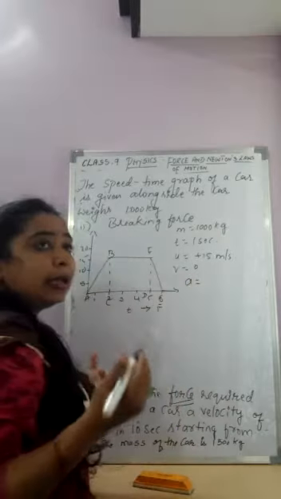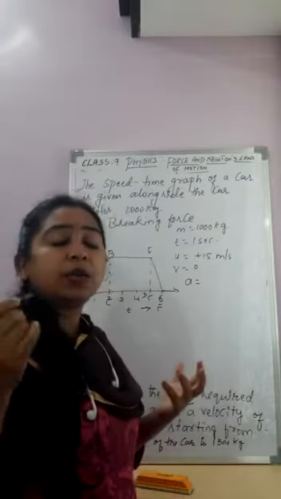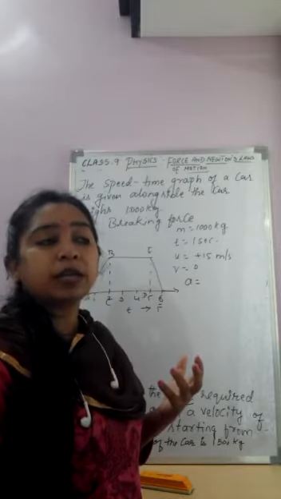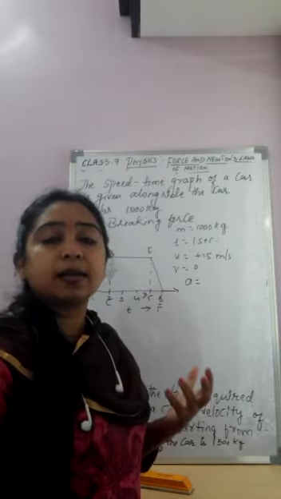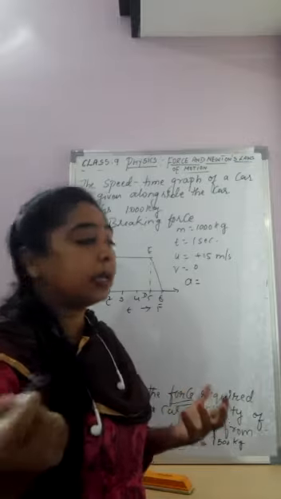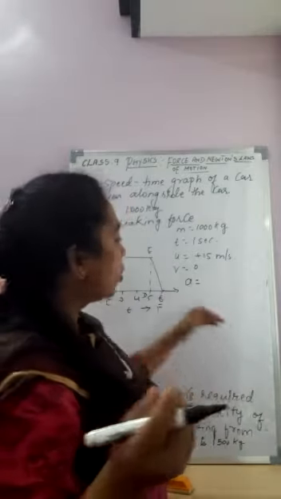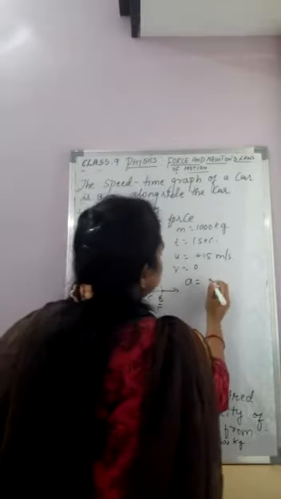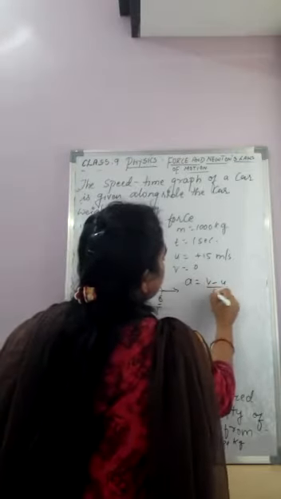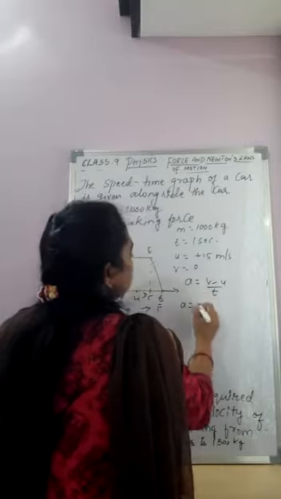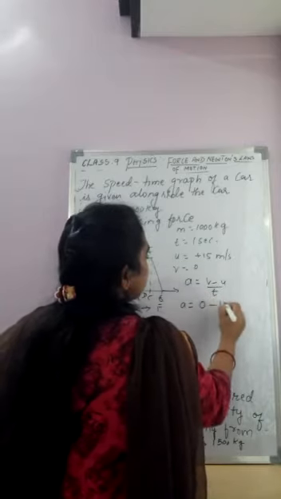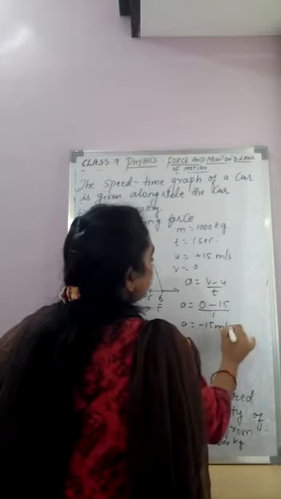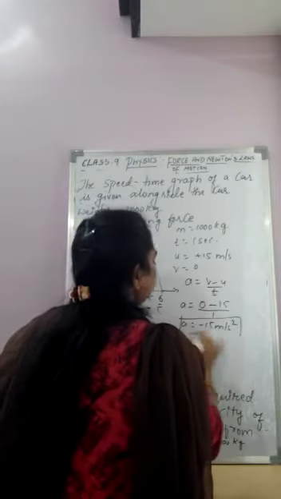You can calculate A, or else F is equal to M into A. In that formula itself, you can substitute the value for A, the acceleration formula A is equal to V minus U by T. Then that also you can do, or you can calculate separately for the acceleration. A is equal to V minus U divided by T. What is V? V is 0, minus 15 divided by 1. A is equal to minus 15 meter per second square.